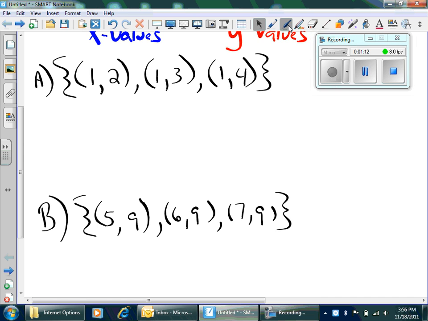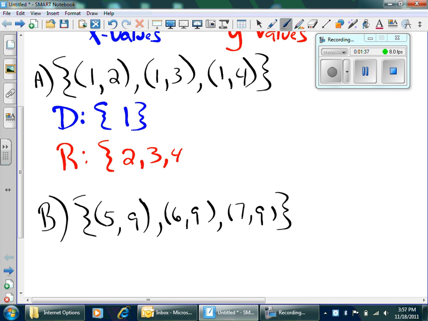Okay, here we have problems A and B. First, I'll start with the domain. I know that the domain of problem A is the number 1. I don't repeat the number 1 over and over and over again. I just list it once. That's the domain. The range of problem A is 2, 3, and 4. Those are the y values. I do have to list them all individually because they each show up one time.